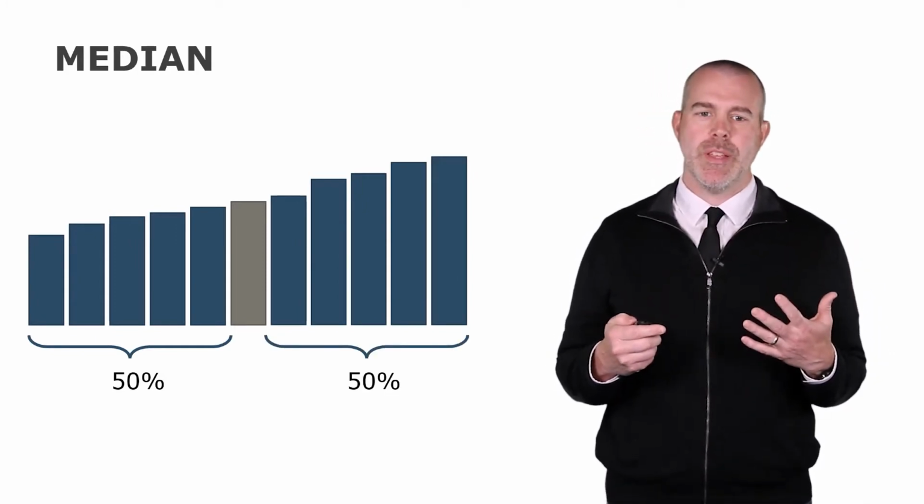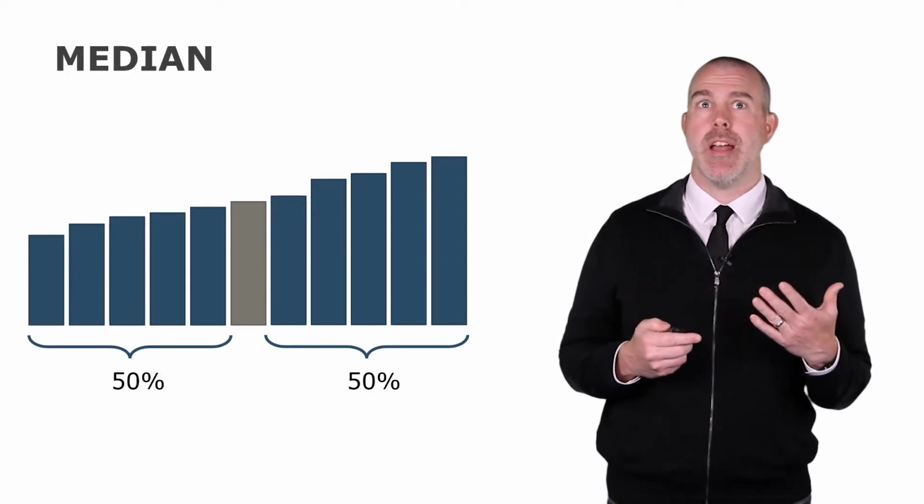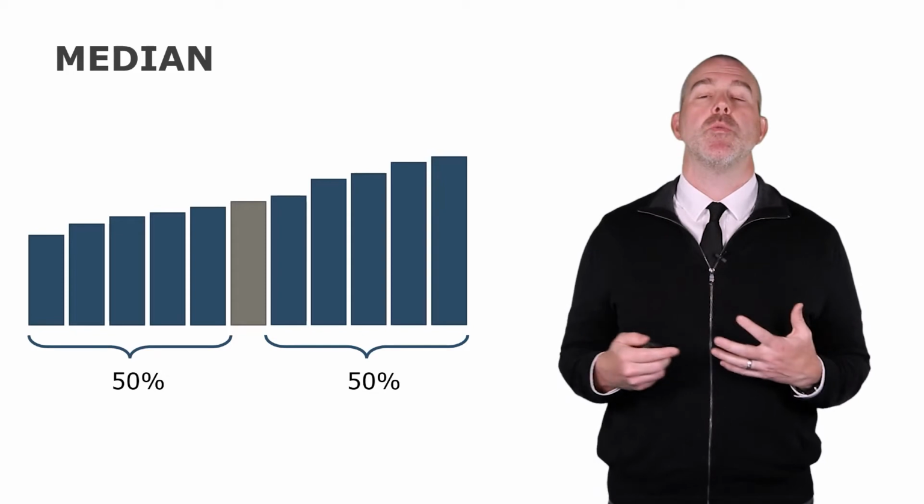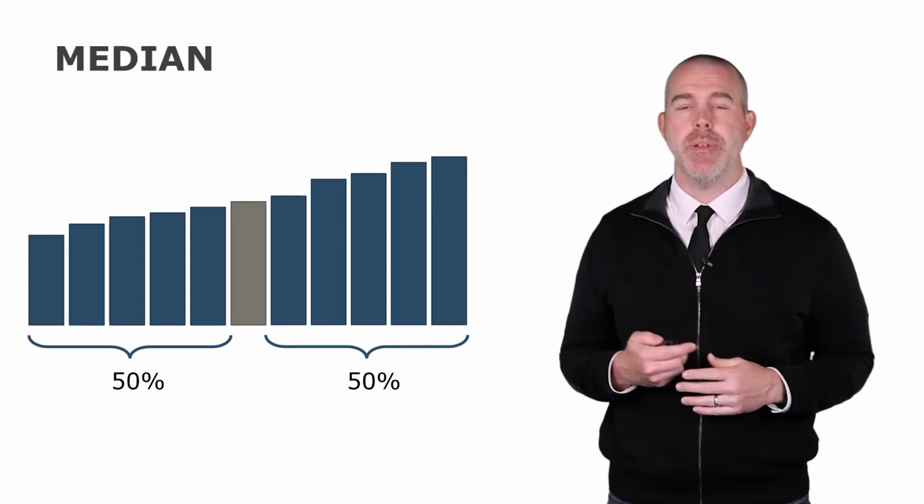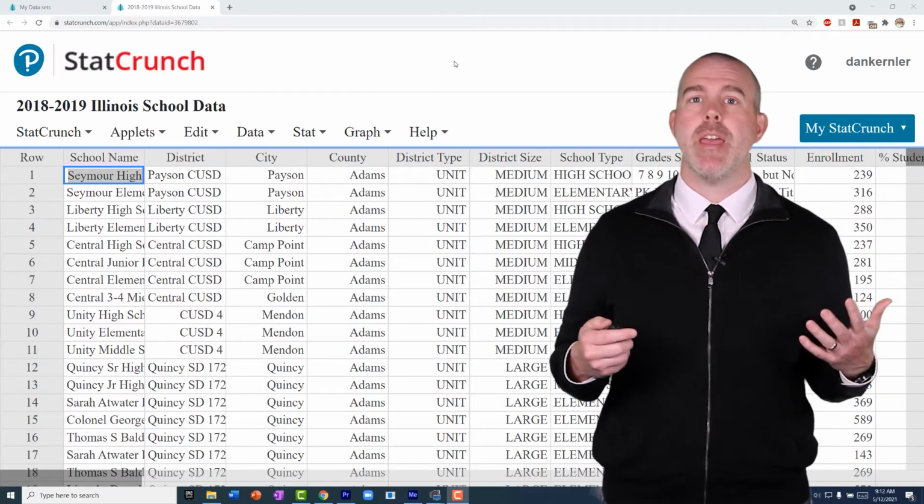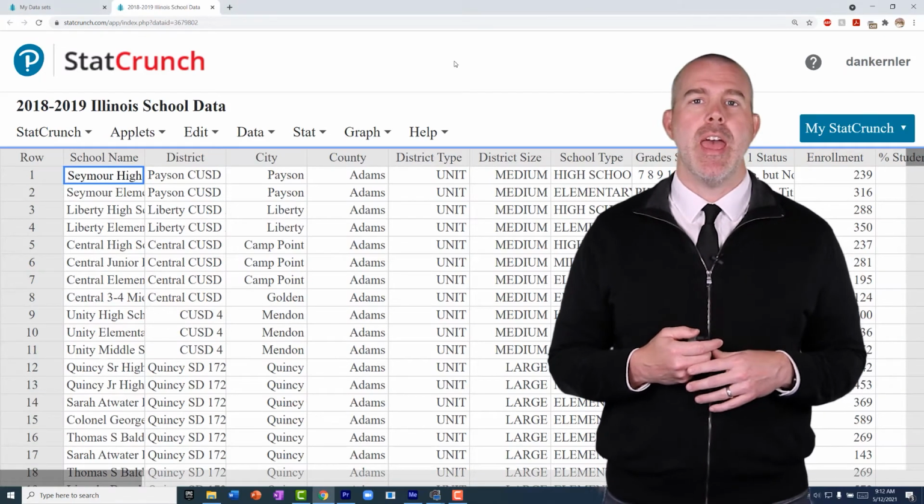Now, with a sample size of 11, it's kind of weird because there's not 50% above because the 6th isn't included. So typically we're talking about these with large data sets. So it's splitting it up into half above, half below. Let's use StatCrunch for this. Same menu, Stat, Columns, and then choose our variable.